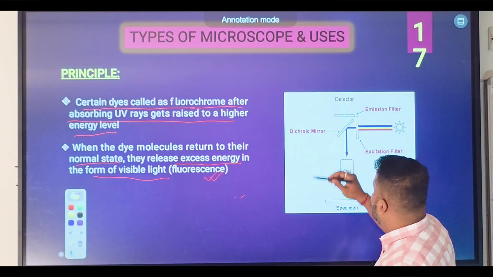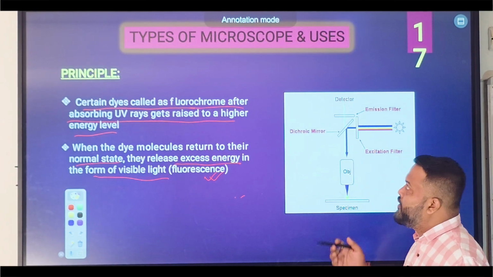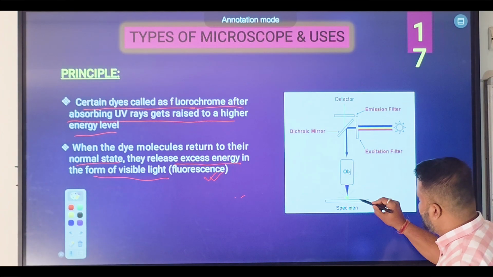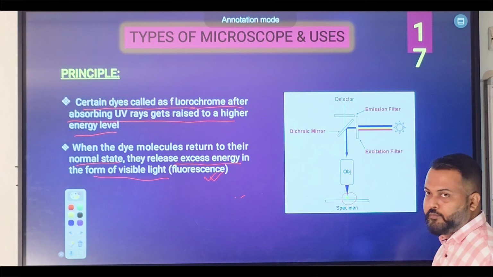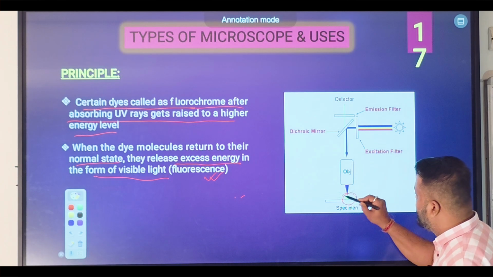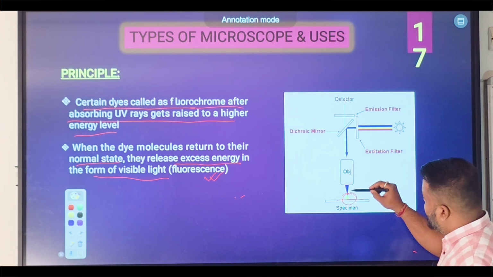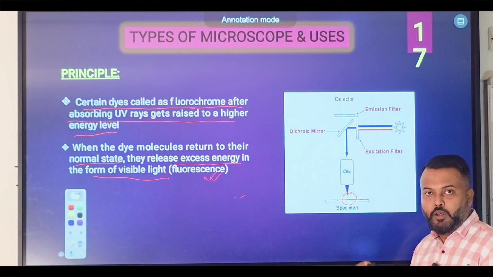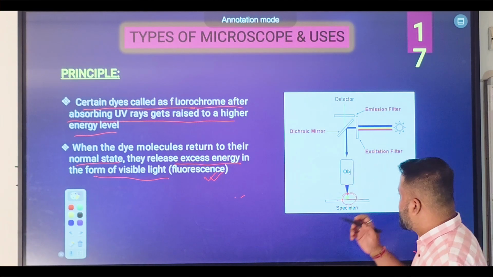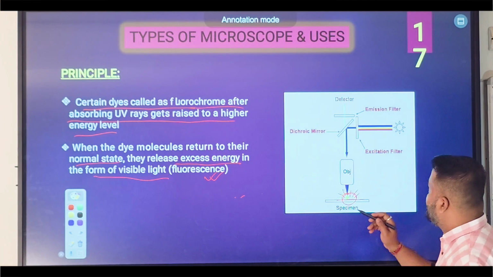Now if you see this diagram, it depicts the principle of this particular microscope. Here you can see that this is the specimen, just above this. The fluorochrome dye is already attached to the specimen, so it will emit certain fluorescent lights. Now what will happen?